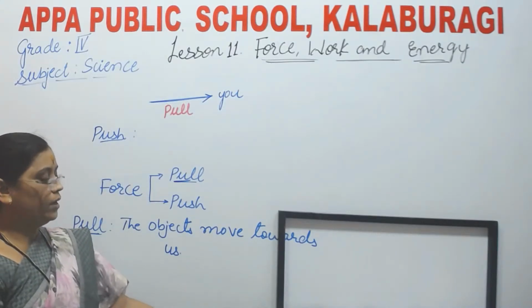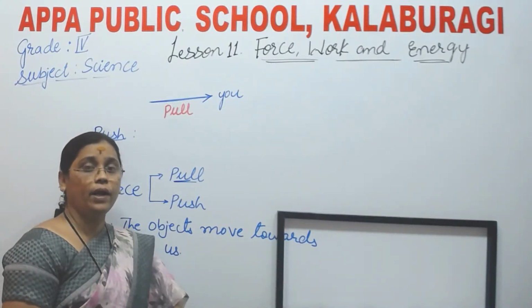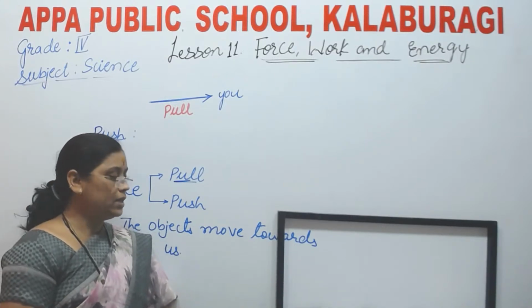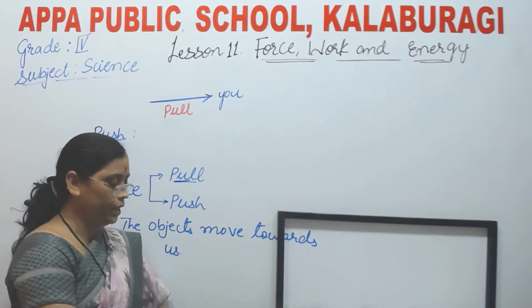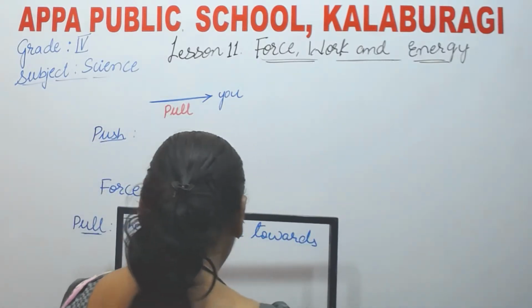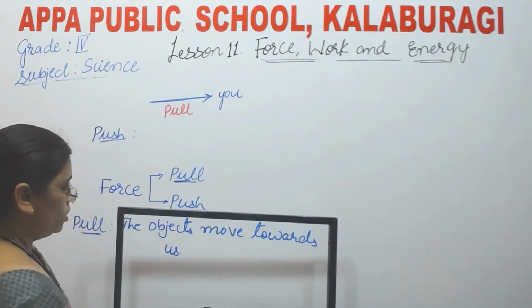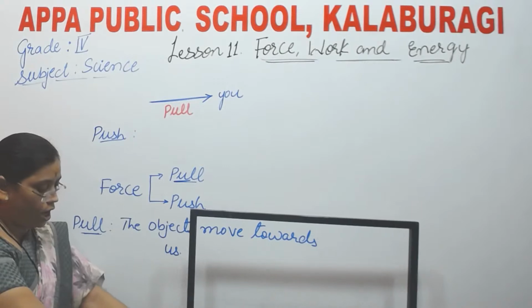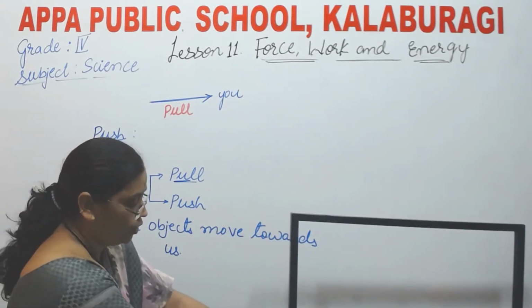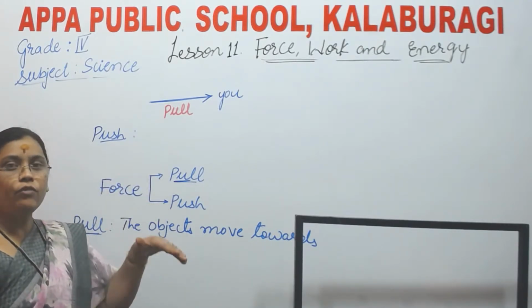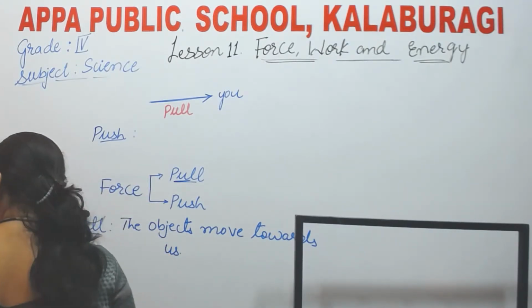So why is it moving? Because I applied the force, and this force makes the object move away from me. Once again, I will show you. See, here the table is in rest position now. So I am applying the force. When I apply the force, it is moving away from me. And when we apply the force, if the objects move away from us, that is known as push.